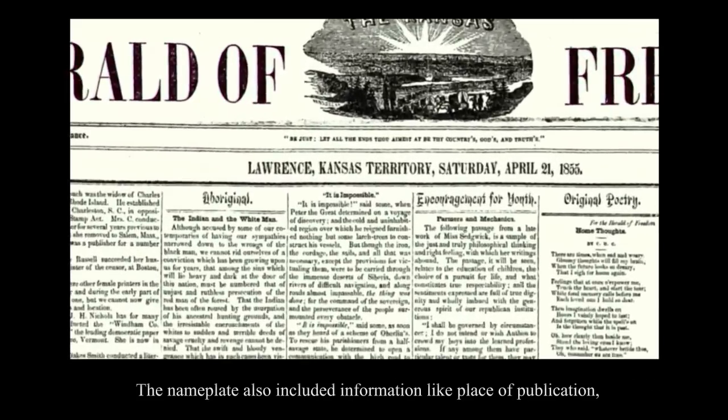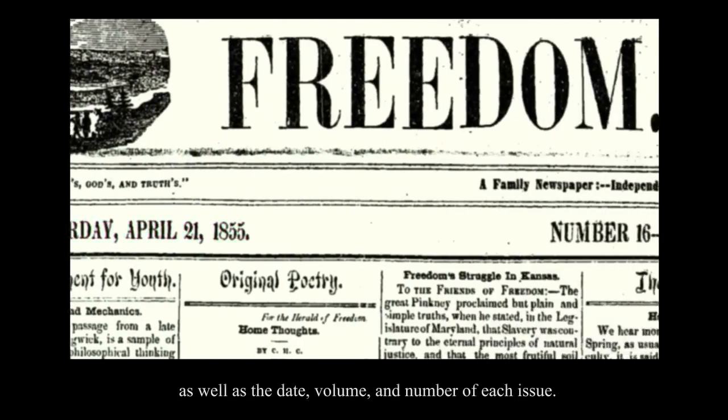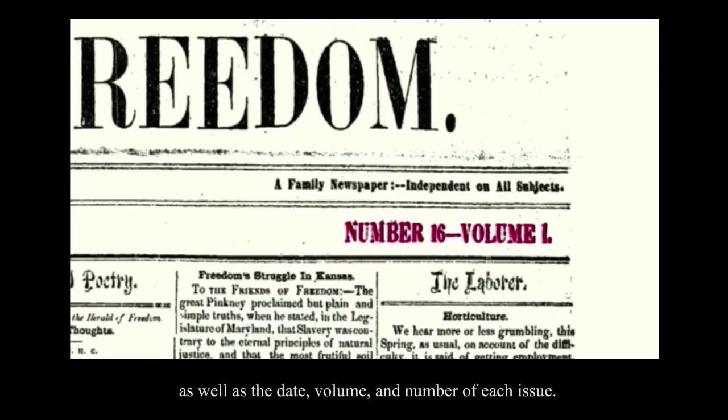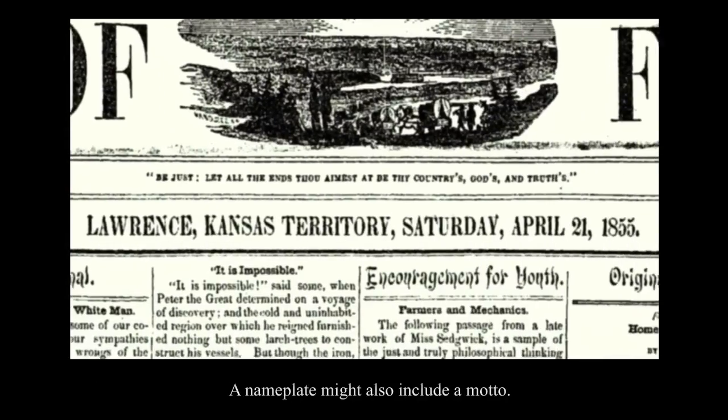The nameplate also included information like place of publication, as well as the date, volume, and number of each issue. Some nameplates identified the publisher, price, and terms of subscription. A nameplate might also include a motto.